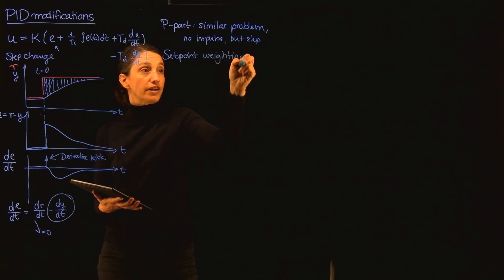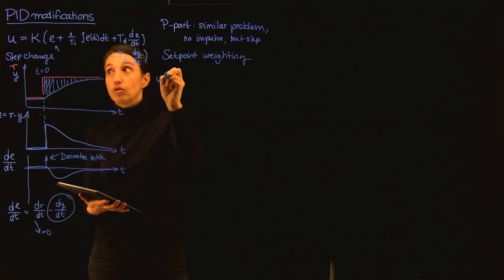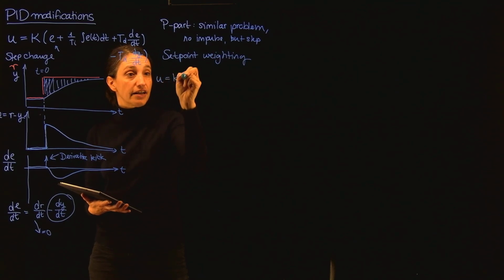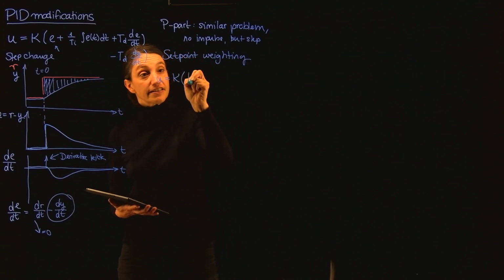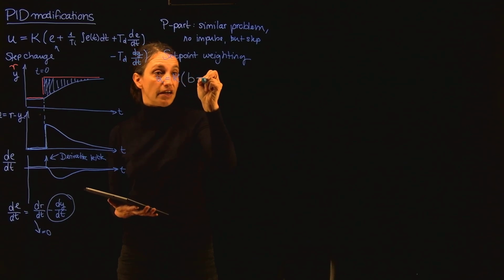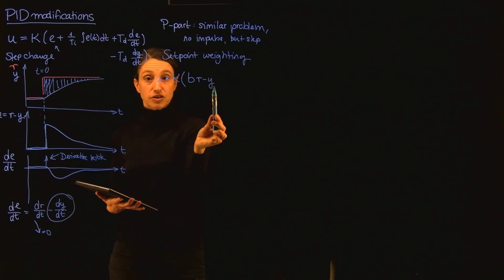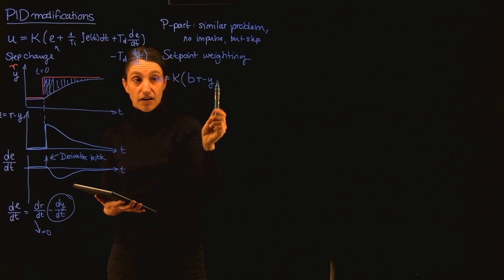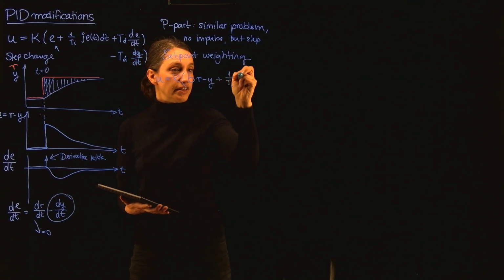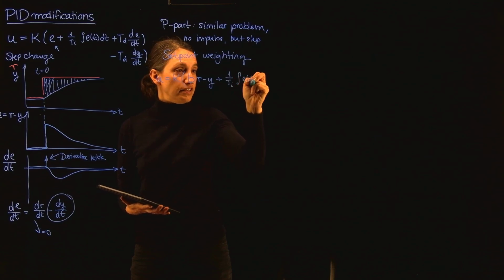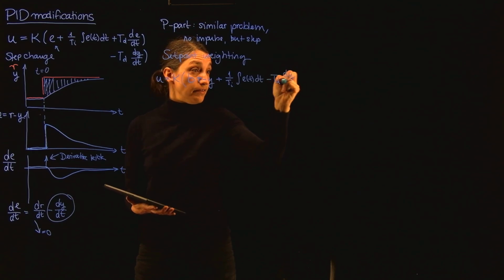So we call this a set point weighting. We put a weight onto the set point, so that our control law looks like this: U equals K times, instead of E, a factor B times (R minus Y). So we're replacing E, which stood for R minus Y, with B times (R minus Y), and then we have the rest as follows. Plus, good exercise to draw this again, the integral of E(t) dt minus Td dy/dt.